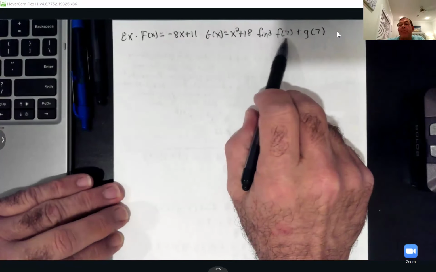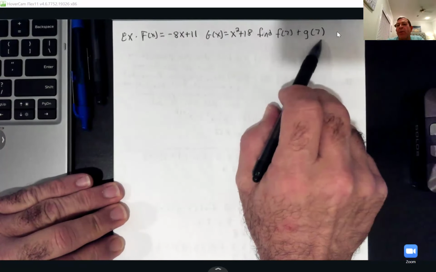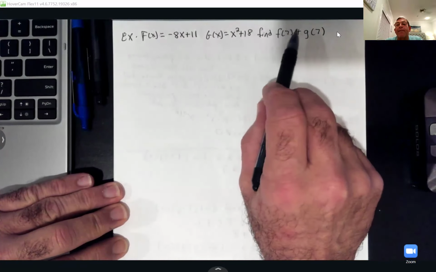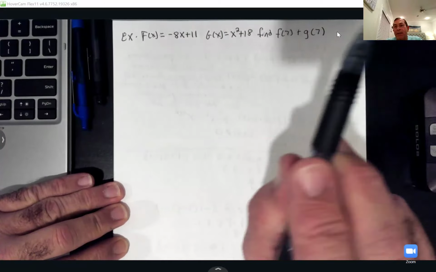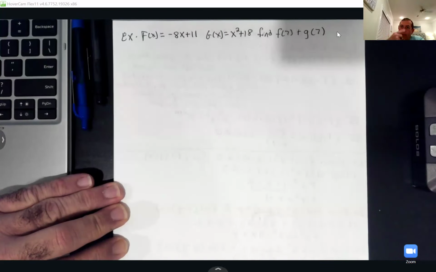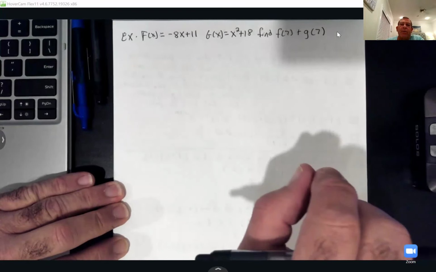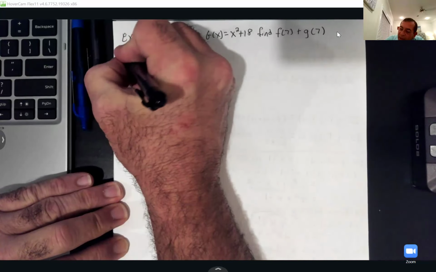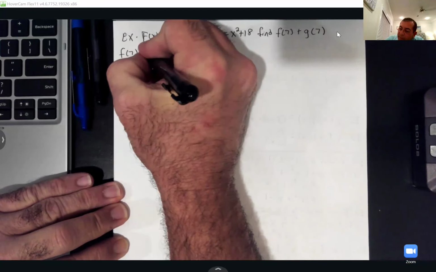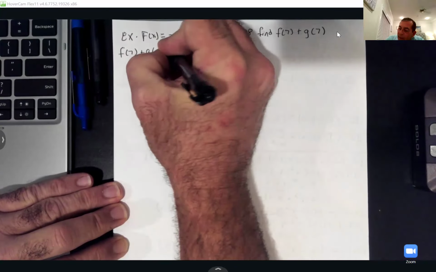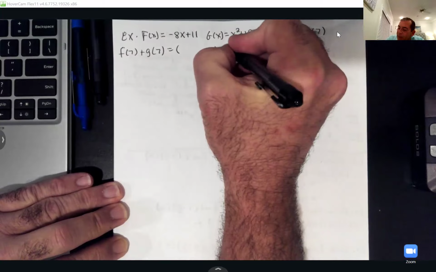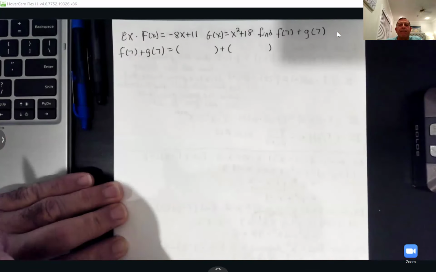Now, they could have said right here, since they're putting the same number in both of these, technically, they could have said find f plus g of 7. So they'll use that lingo later on. So what they want us to do, f of 7 plus g of 7, that's going to equal my f function plus my g function.